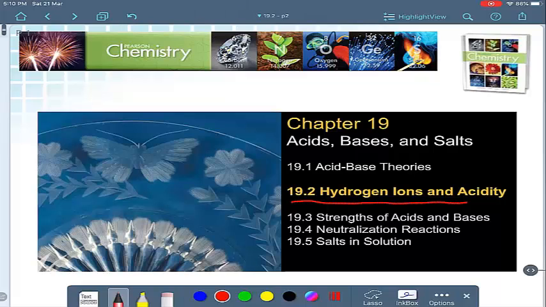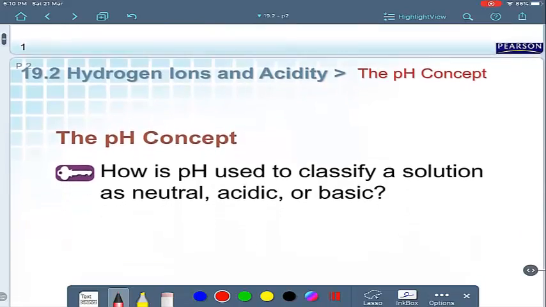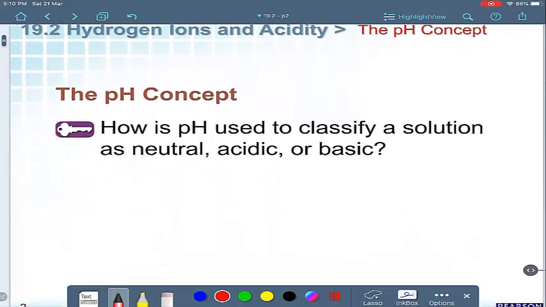Let's continue our lesson on hydrogen ion and acidity. We talked about the hydrogen ion, the first part. Now we have the second part of this lesson, which is talking about the pH concept.